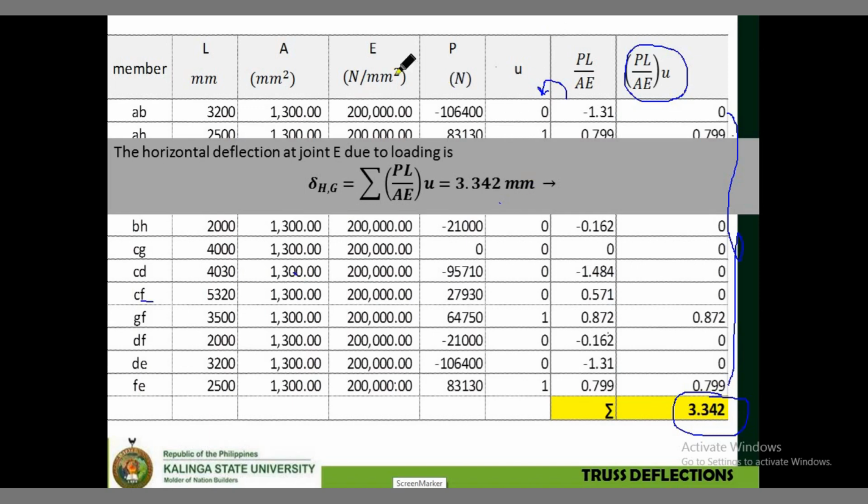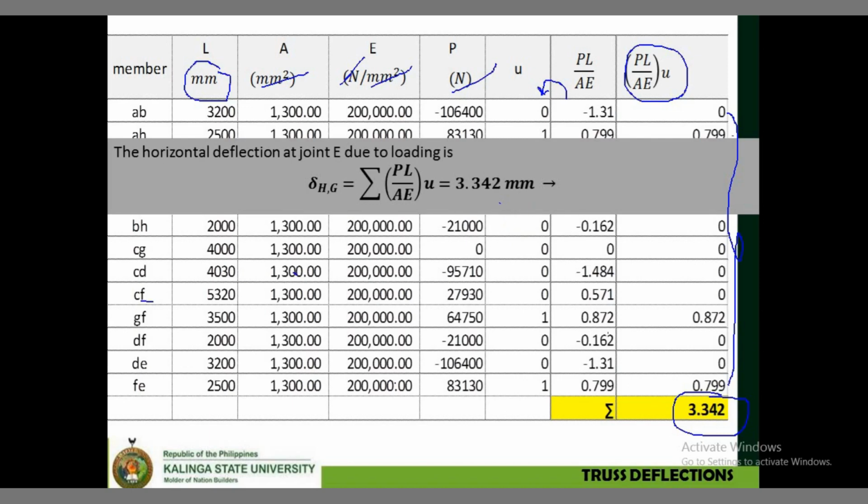Take note of the unit, millimeters. Paano naging millimeters? Magka-cancel out yung Newton, magka-cancel out yung millimeter squared, maiiwan na lang si millimeter. That's why I'm always reiterating, always make sure that your units are consistent. Kasi kapag hindi pare-pareho yung inyong mga units, magiging mali yung inyong mga sagot.